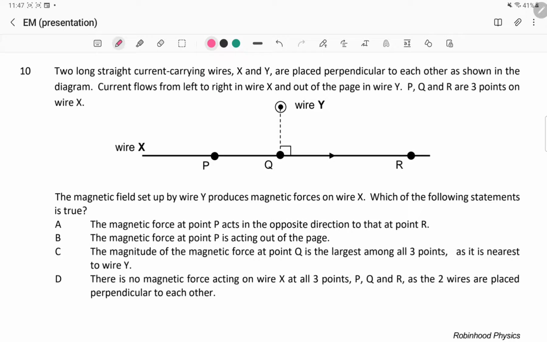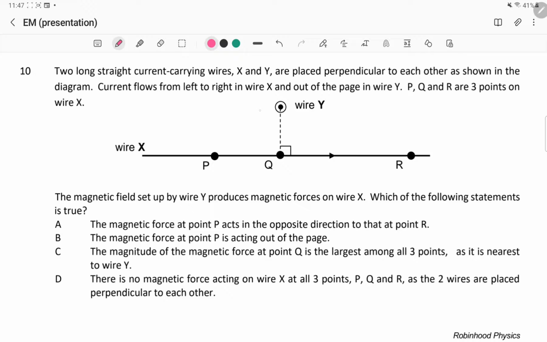For question 10, we have a straight current-carrying conductor, wire Y, creating a B field, and wire X is lying perpendicular to this wire Y. So we are supposed to find out the magnetic force on different parts of this wire X. To first solve, you must ask, what is the B field like around wire Y?